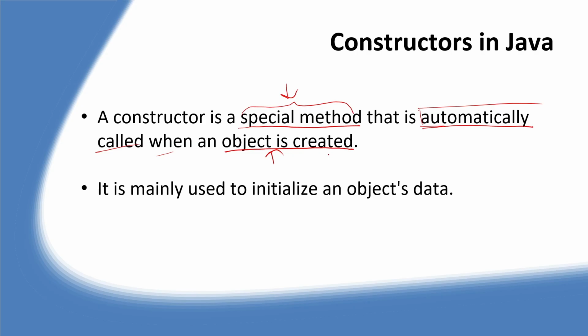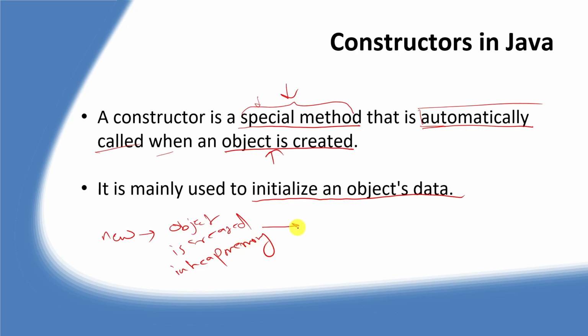Okay. What is the purpose of this special method, the constructor? The purpose of this method is to initialize an object's data. So whenever we are using the new keyword, an object is created in heap memory.